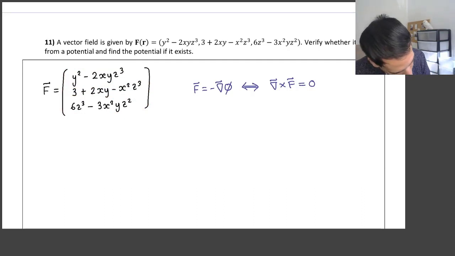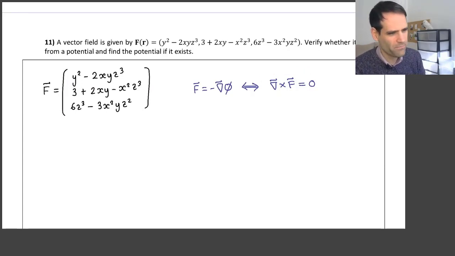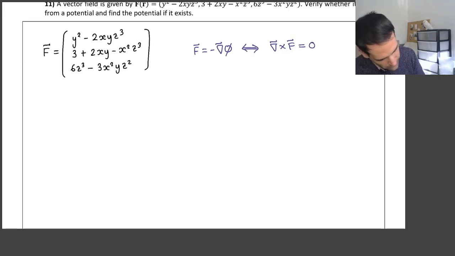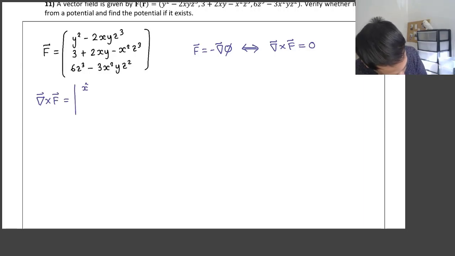So we know that if we check the curl of the field f and we find that it is equal to 0, we will be able to say that this field derives from a potential. So let's calculate the curl of f. Curl of f is the nabla cross product f, which means this.